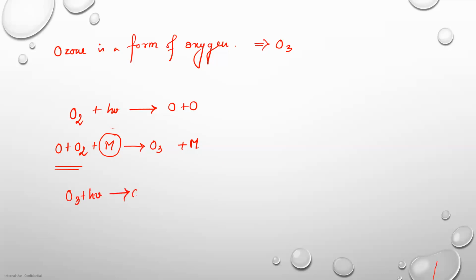This reaction is also happening. The absorption of UV radiation results in the heating of the stratosphere. Now, then what's the net result? The net result of this reaction is an equilibrium concentration of ozone.